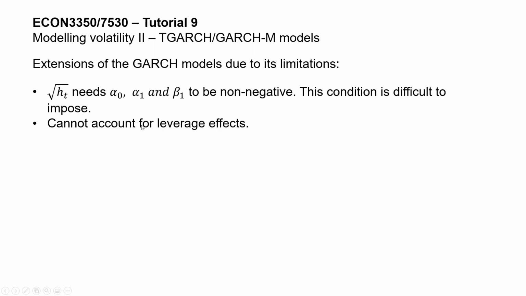The first is that since the conditional variance is estimated in a square root matter, it needs the coefficients to be non-negative. I just put alpha 1 and beta 1 because GARCH(1,1) is the most parsimonious, the simplest of the models, and is the one that's used more widely in the literature. But this condition is difficult to impose, right?